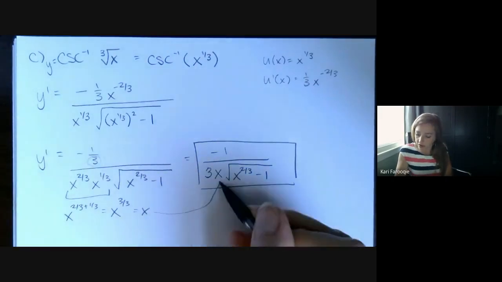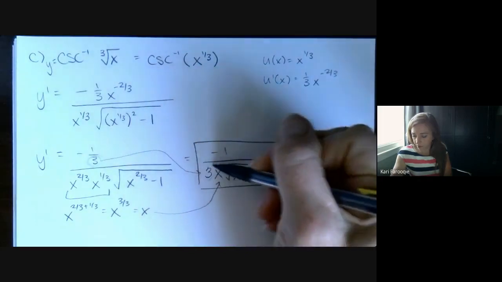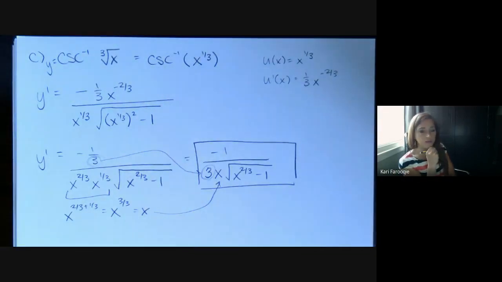And then the 3 came from the numerator. Yeah, I understand now. Okay. Awesome. Morgan, go ahead.